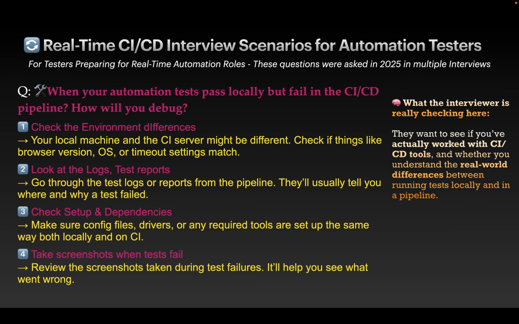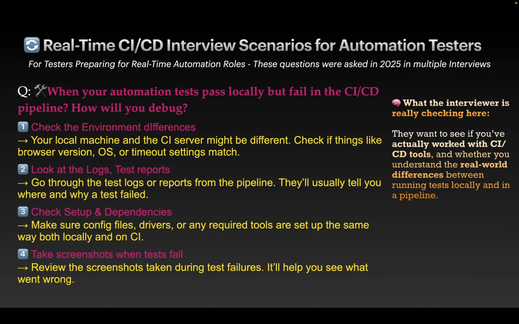The first thing we will do is check the environment difference between our local machine and the CI/CD setup, like the browser version or what OS the CI/CD pipeline is running on. You might be using a Windows machine locally, and in your CI/CD pipeline it might run on a Linux machine. So there might be OS-specific issues, or there might be timeout issues. So initially we'll be checking the environment differences.